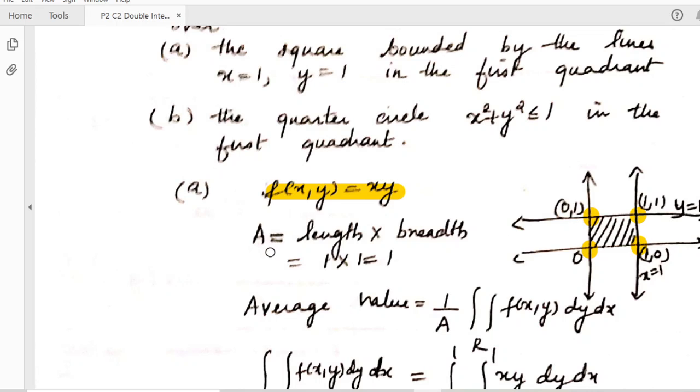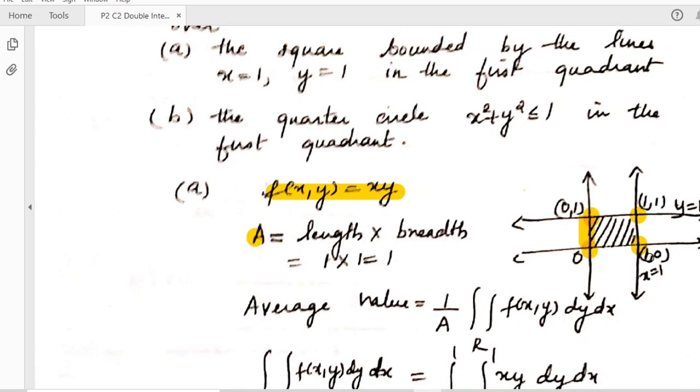Now first let us find the area of this region. We know that this is a rectangular region, either a square or a rectangle. So first let us find the length and breadth. This value is 1 on the y-axis and this is 0, so this particular length is 1 minus 0, that is 1.